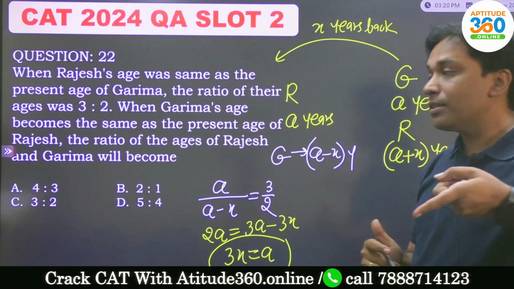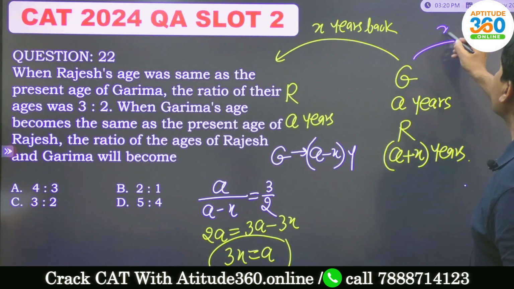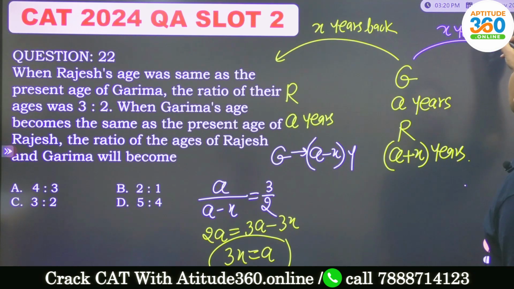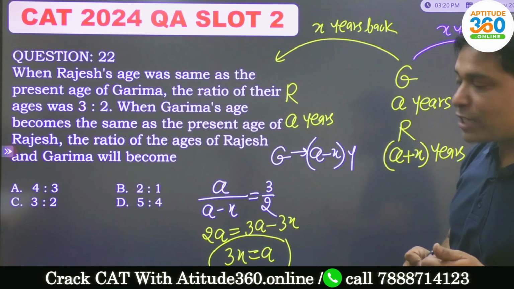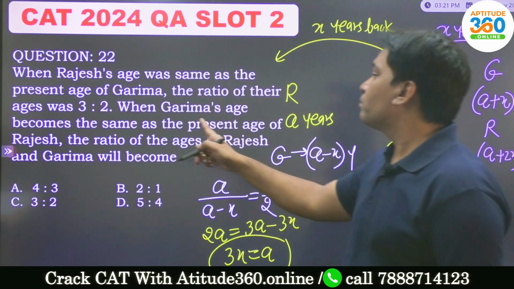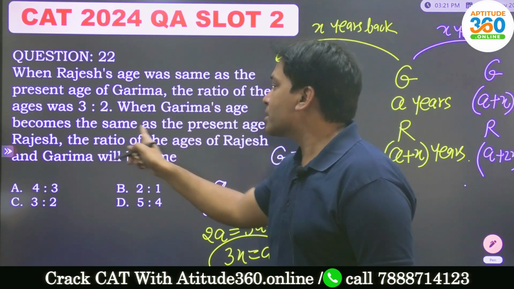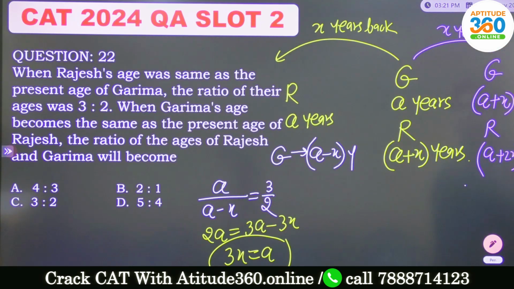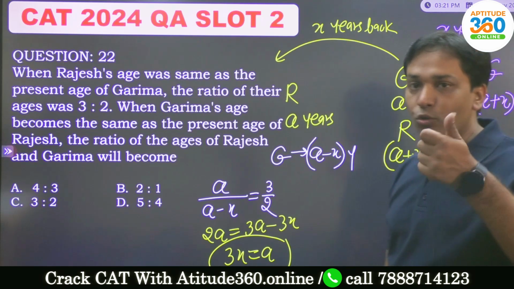And X years later, the age of Garima will be what? A plus X. And when Garima's age will be A plus X, the age of Rajesh will be how much? A plus X, because we are talking about X years later, so that is going to be nothing but A plus 2X. So the problem is, when Garima's age becomes the same as the present age of Rajesh, then they are asking you what is the ratio.